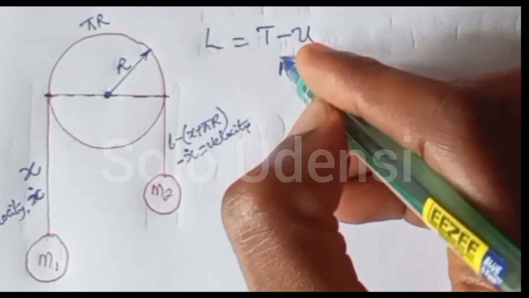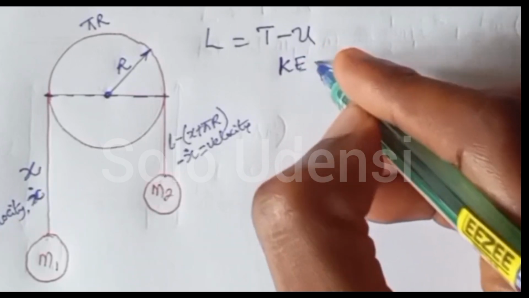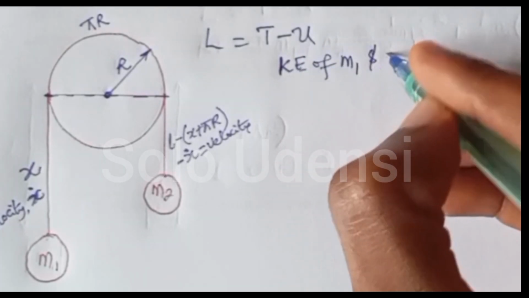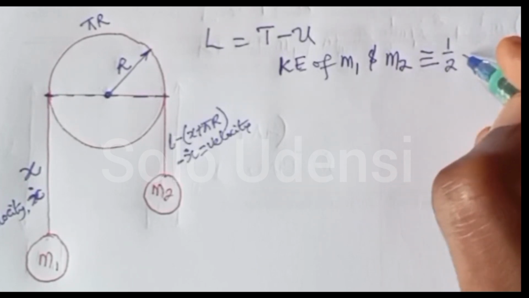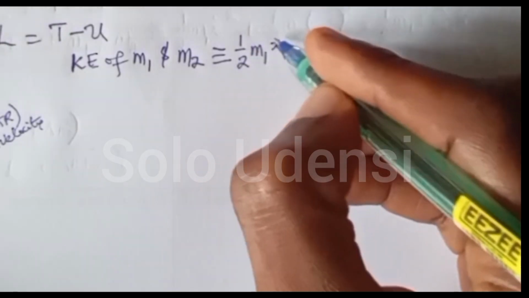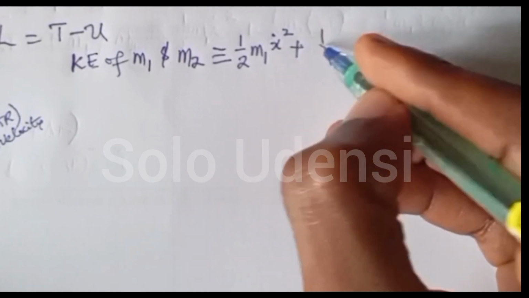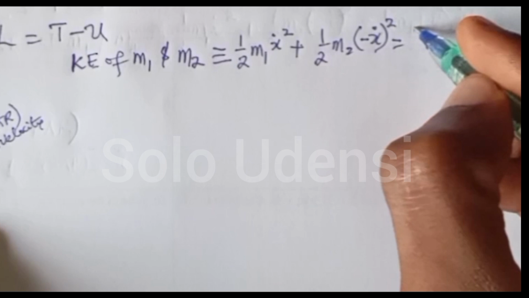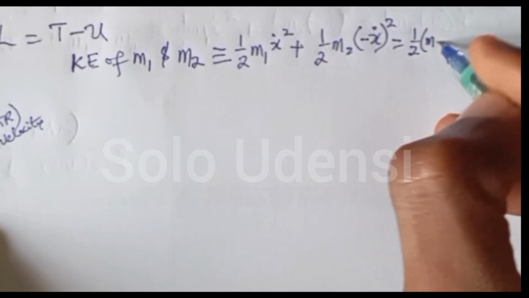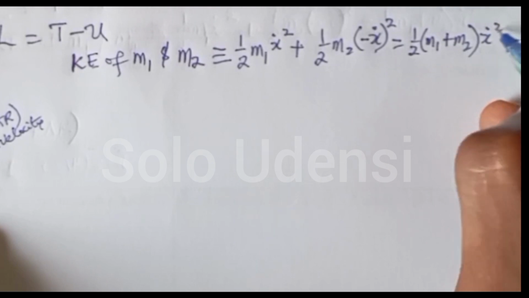For the system, we can now say the KE of M1 and M2 is equivalent to half M1 X dot squared plus half M2 minus X dot squared, which is half (M1 plus M2) X dot squared.